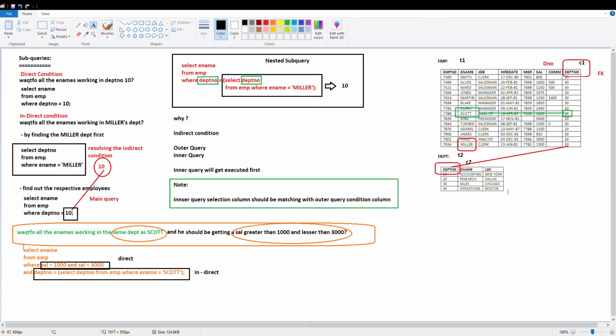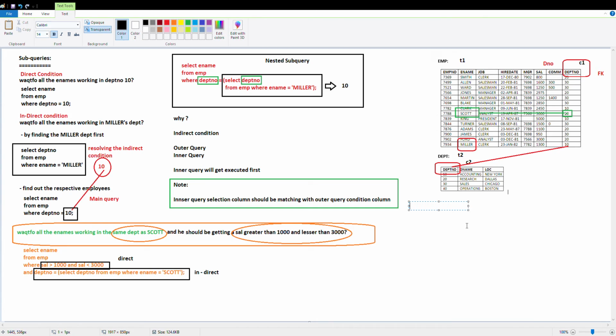Now here what am I doing? In all these cases I'm using the same table. So the same subquery we can use across multiple tables. I'll just give you a simple example. Write a query to find out all the employee names working in New York. If this is the question, if you look at here, the New York value is present where? Here. An employee name is present here. So how will you solve this question? It's an indirect condition. How are you going to solve?